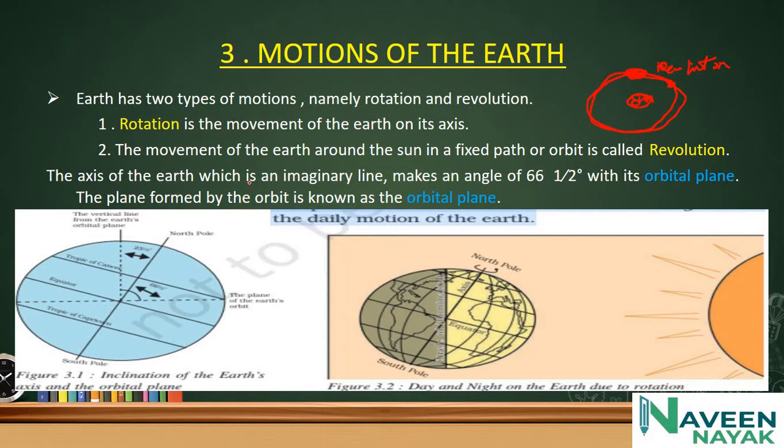The axis of the earth, which is an imaginary line, makes an angle of 66 degrees with its orbital plane. The plane formed by the orbit is known as the orbital plane. Here you can see the earth is tilted, and the angle it makes is 66 and a half degrees.